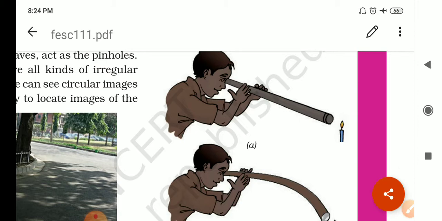Can you guess? You can do it at your home also: take a paper and roll that paper, make a small tube from it, and then you can also do it.